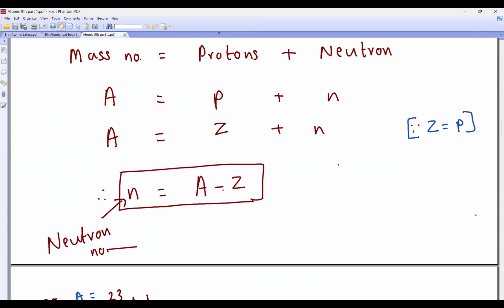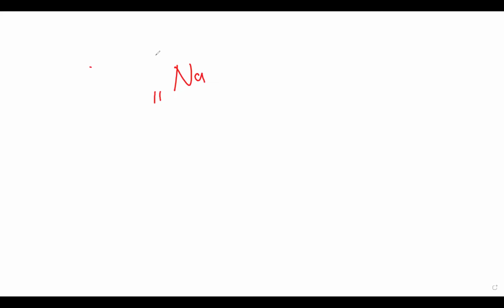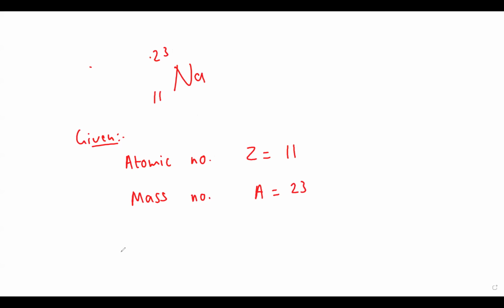I'll tell you, beta. Now, suppose I give you this sum. In the exam, they will give you this sum like sodium, with 11 and 23. So first you will write Given. What is given here? Atomic number. Atomic number Z is equal to 11. Mass number is at the top. Mass number A is equal to 23.